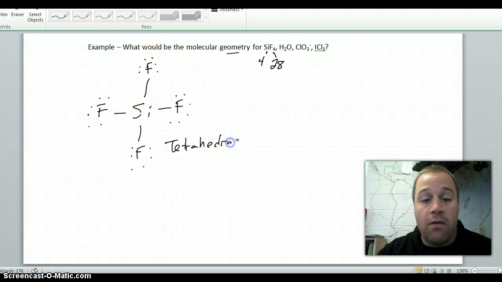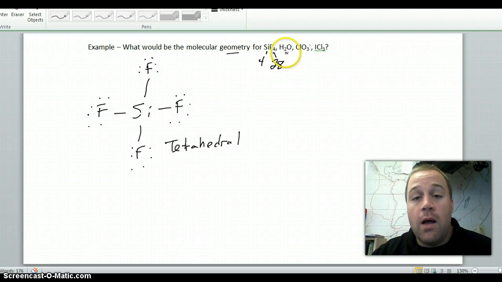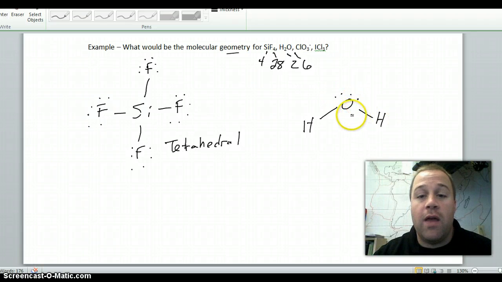A tetrahedral is just a 4-sided figure in 3 dimensions. For water, hydrogen has 1 valence electron times 2, so 2. Oxygen has 6, so we need 8 total. Water looks like this. Remember, each H only needs 2. And I know what the shape looks like a little bit, so it helps me draw that out. So oxygen has 2 bonding pairs and 2 lone pairs off of it.